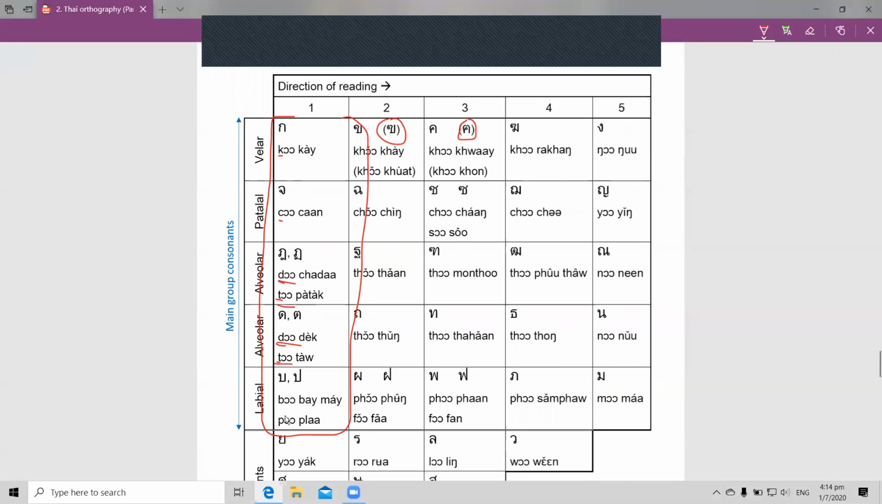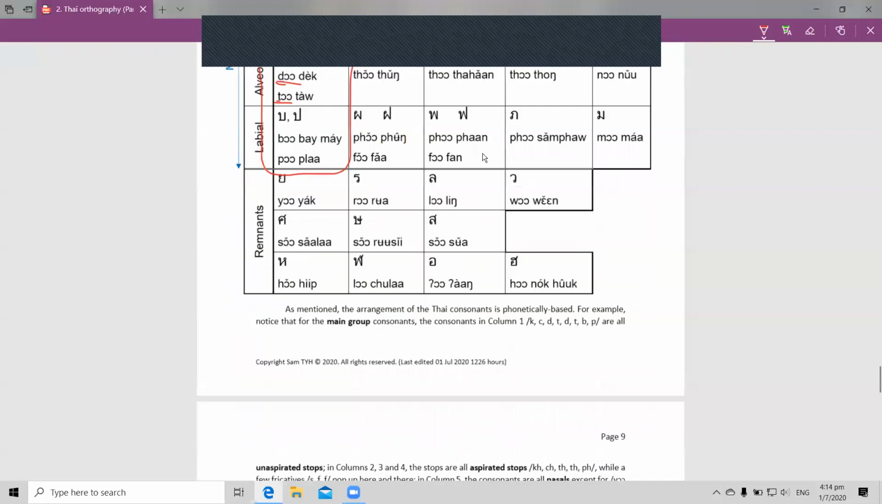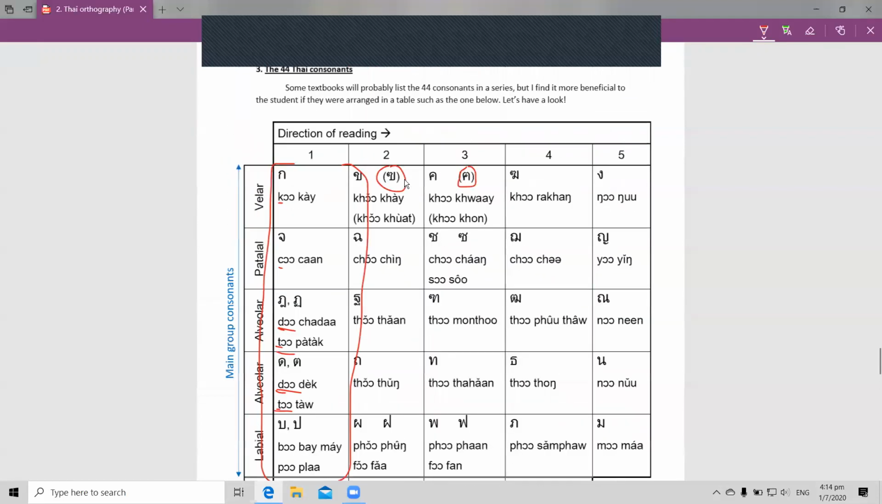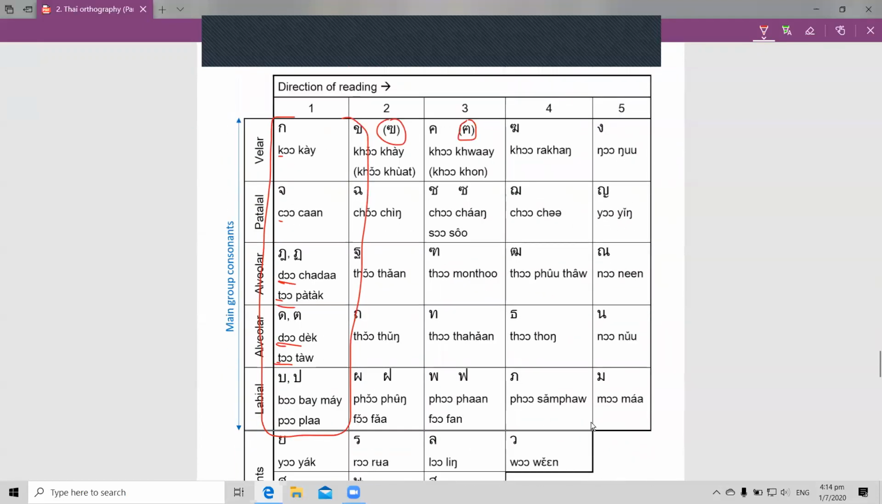And then the bo and the po. You see the spelling doesn't have an H inside at all, whereas the rest do, like ko, cho, chaw, taw, taw, paw, paw. All these main group consonants in column 1 are unaspirated stops. If you learn Thai, this is how they would also arrange the Thai consonants. These are the stops. Columns 2, 3, 4 are all aspirated stops.